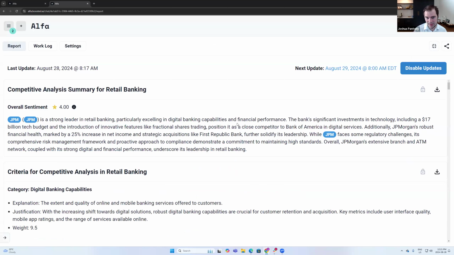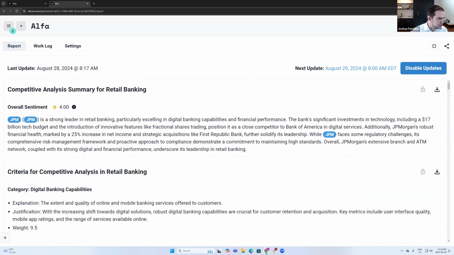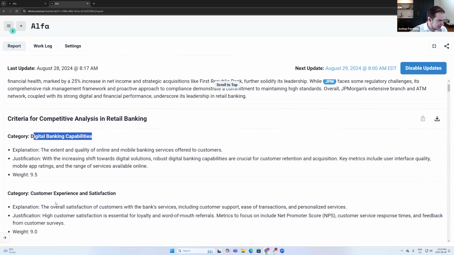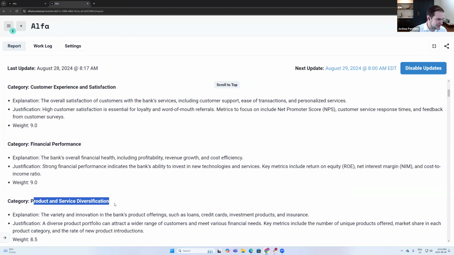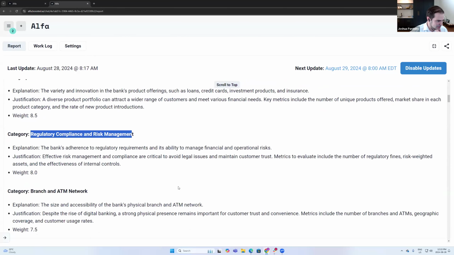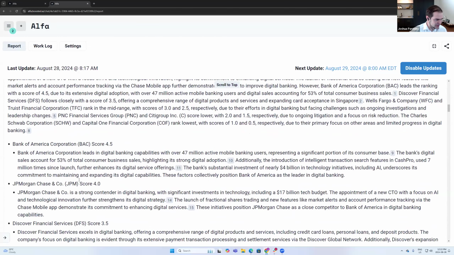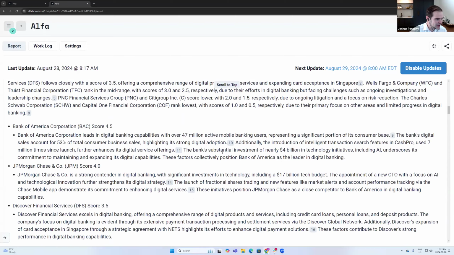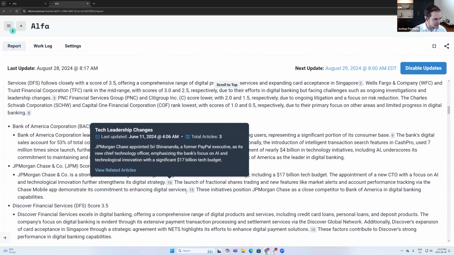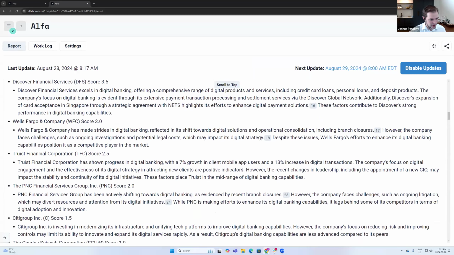So the previous example I just showed, it's Dexcom, where it's doing it in more of a quantitative analysis. In this case, it's doing it from more of a pure fundamental analysis. So it's looking at JPM's position from a digital banking standpoint, customer experience and satisfaction standpoint, financial performance standpoint, product and service diversification standpoint, regulatory compliance and risk management standpoint, et cetera, et cetera. And then kind of across all of these things, it'll look at JPM versus what it thinks are the biggest peers. It actually thinks Bank of America is a little bit better from a digital banking standpoint. It's going to cite specific news articles, 10Ks, 10Qs, whatever. And then as it does this analysis, again, if anything changed, it'll let me know.